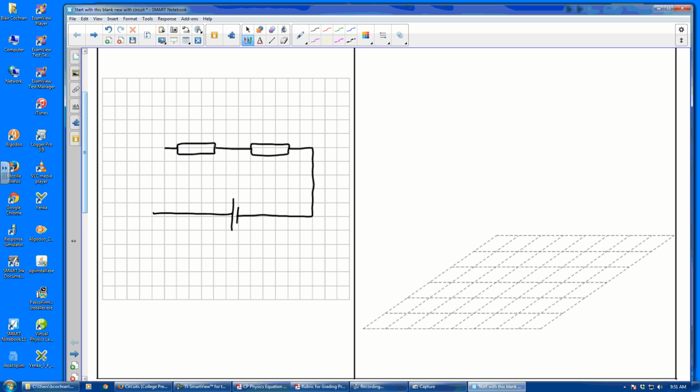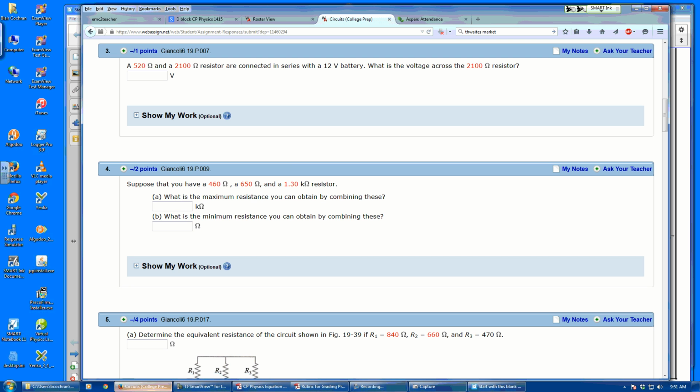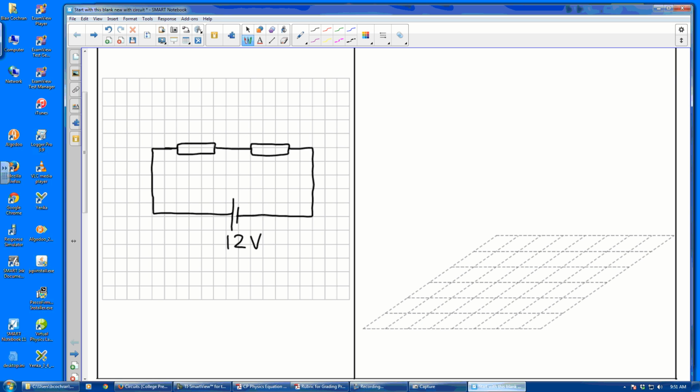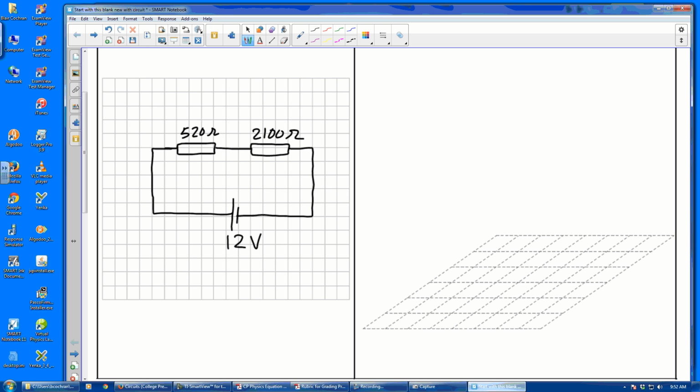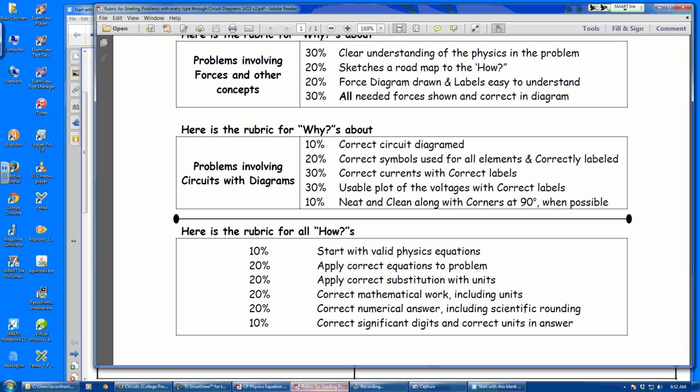Now you have to excuse mine, it is a little messy because I'm drawing on the board. And I'll try to get it as neat as I can. 520 ohms, 2100 ohms, right? 520. All right. So there I have my correct circuit diagram. If I'm looking at my rubric, I just got 10% and I just got 20%. So I've gotten 30% so far.